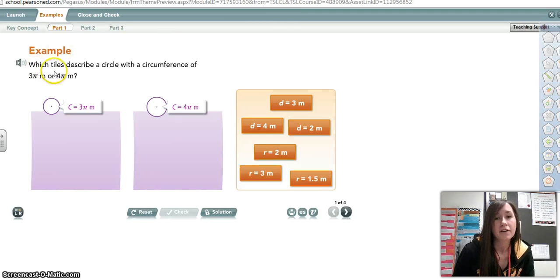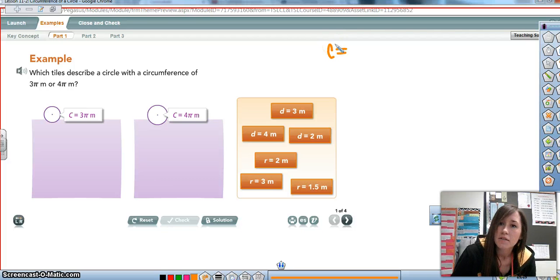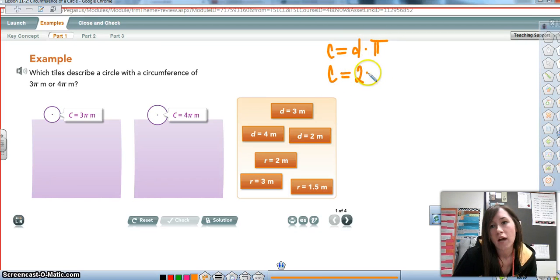Okay, which tiles describe a circle with a circumference of 3 pi meters or 4 pi meters? Sometimes when we calculate the circumference, we'll find out exactly what it makes, or sometimes we'll just write 3 pi, where we want to take 3 times pi to get the circumference. Okay, well, the circumference is the diameter times pi, or it was 2 times the radius times pi.